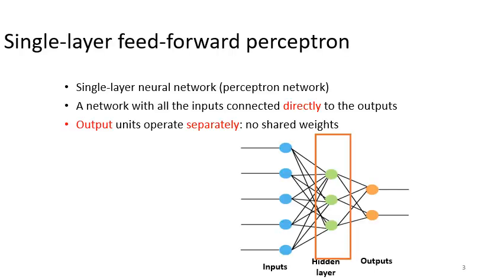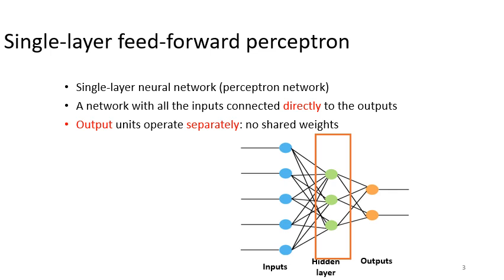So that is why we need multi-layer perceptron. Multi-layer perceptron has the ability to solve the limitations of using perceptron or single perceptron. Introducing the single-layer feed-forward perceptron, often referred to as a single-layer neural network or perceptron network. In this configuration, all inputs are directly connected to the outputs. The output unit operates independently with no shared weights among them.